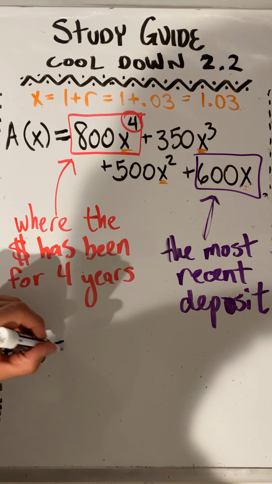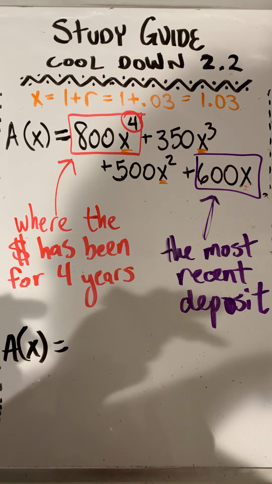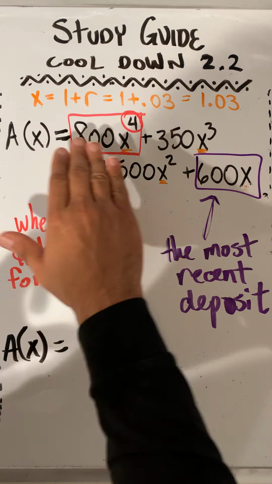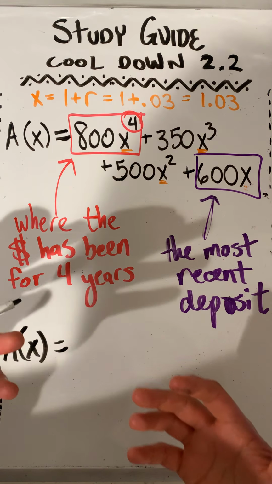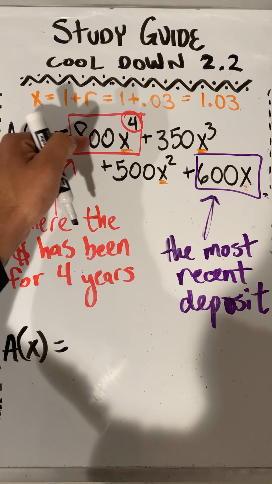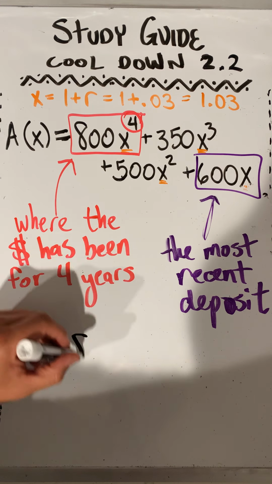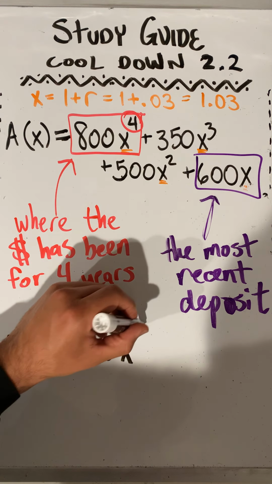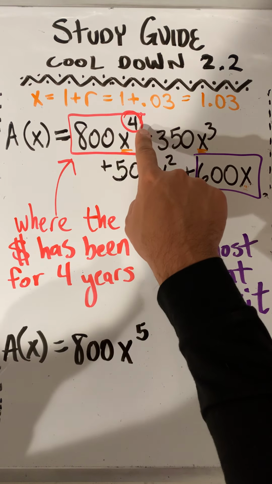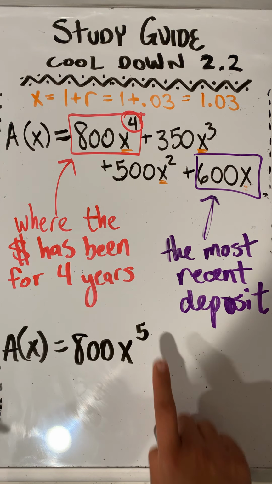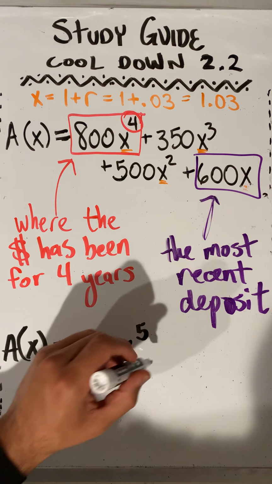So no money has been pulled out, okay? So we still have this money in the bank growing due to interest. So this right here, let's say we go into the 5th year and we make a new deposit. This would then state that this $800 is now in there for 5 years because now it's the 5th year of this account existing.